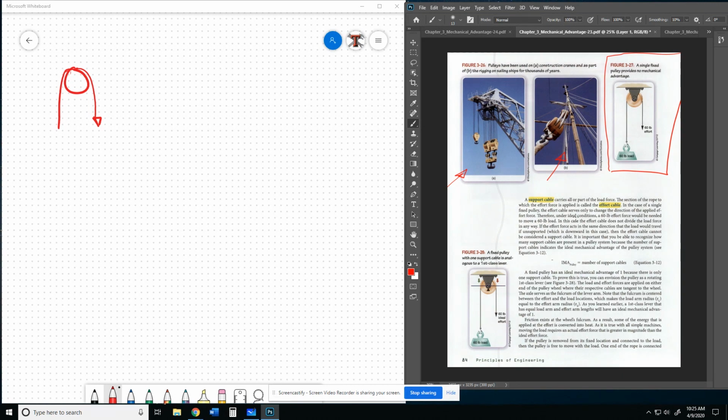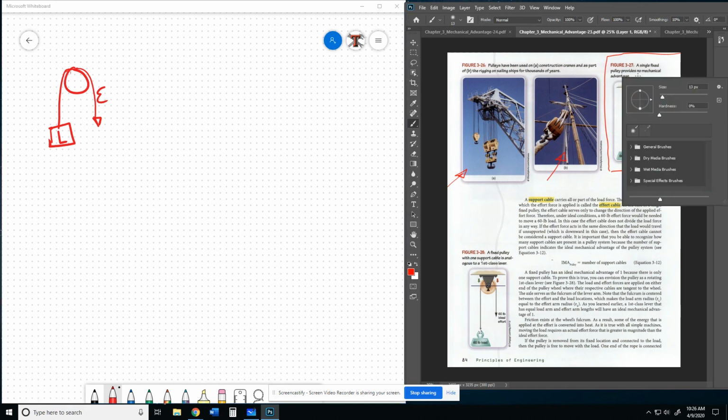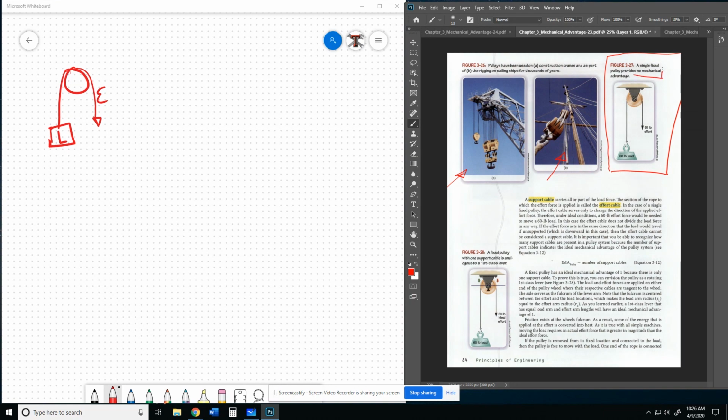So what is the definition of our simple pulley? The first thing that I want you to realize is that we have a load and we have an effort. Notice this thing here on the right, it says provides no mechanical advantage. So you might say, well, what the hell? Why would I want something that provides no mechanical advantage? Well, the biggest thing that's going to happen when we use a pulley is to reverse the direction of the effort.